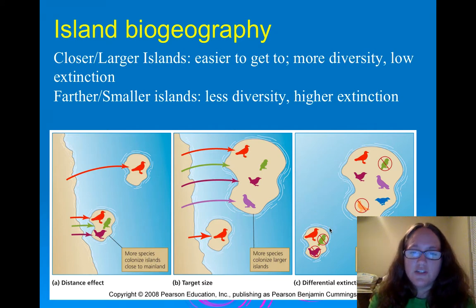Also, looking at extinction, if you're a smaller island, you're going to have higher incidence of extinction because there's less diversity than if you're a bigger island. You're not going to have as much extinction happening.